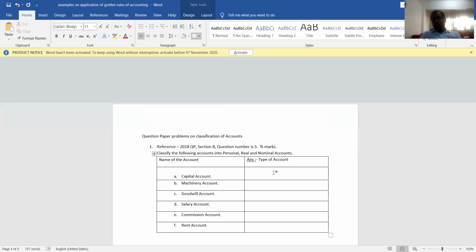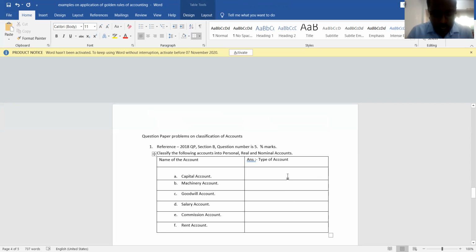Here they are given around 6 names of accounts. We need to classify these 6 accounts into personal account, real account, and nominal account. Okay, let us start now. The names of the accounts are given, so we will solve this particular question. The answer is what type of account it is. We need to find out.